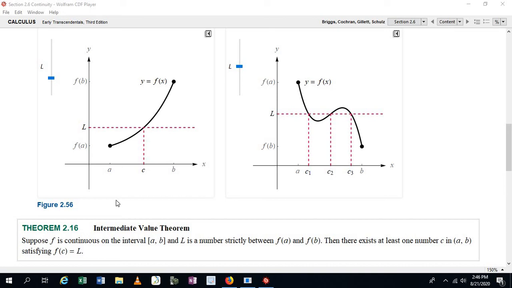Hello again. In this video, I'm going to go over section 2.6, part 8, which is about the intermediate value theorem.